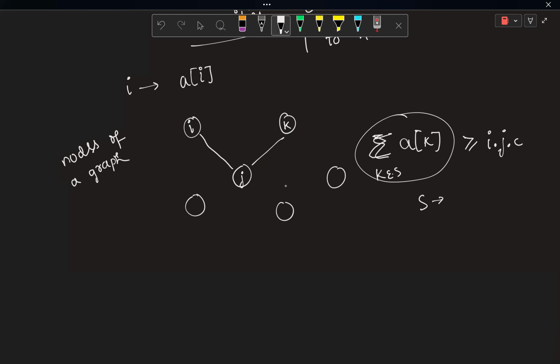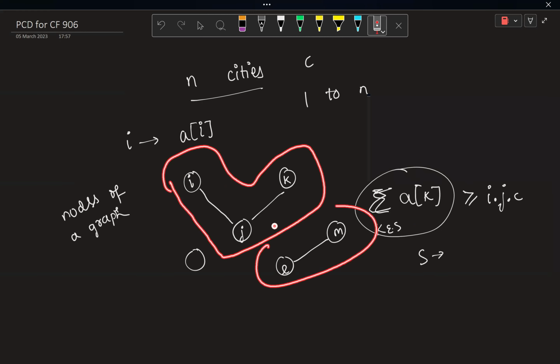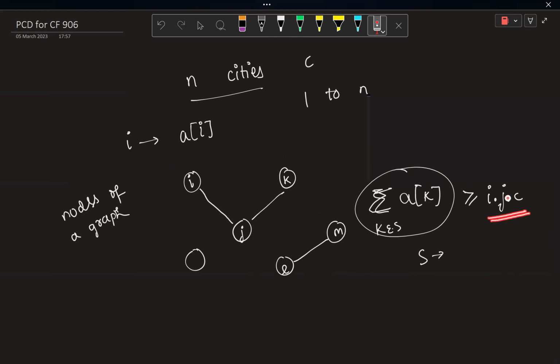Let's say there is some city L and some city M, which are being connected already. And now I want to insert an edge between j and l. So the condition there will be that the number of people living in this component and the number of people living in this component, the summation of that, should be greater than or equal to i into j into c, where these i and j would actually be j and l if I wanna insert an edge here.